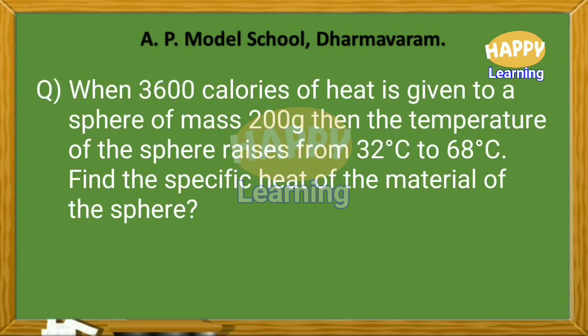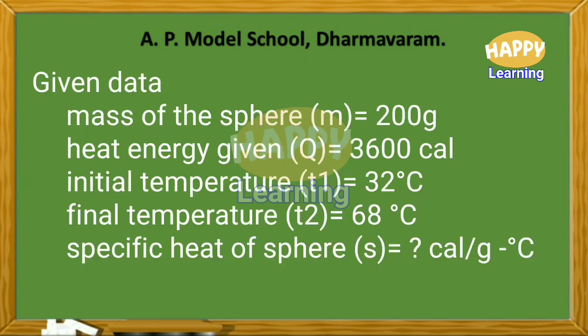Problem number 3. When 3600 calories of heat is given to a sphere of mass 200 gram, then the temperature of the sphere rises from 32 degrees Celsius to 68 degrees Celsius. Find the specific heat of the material of the sphere.